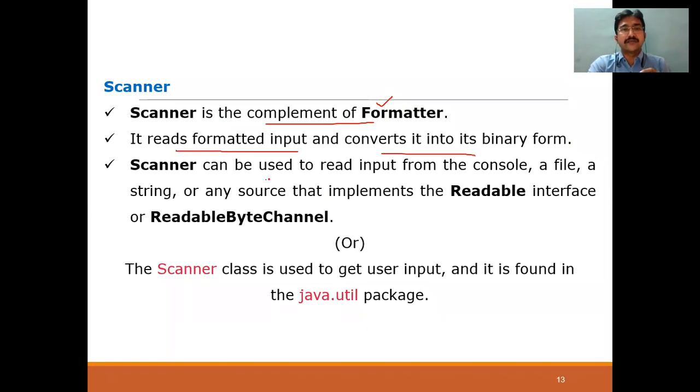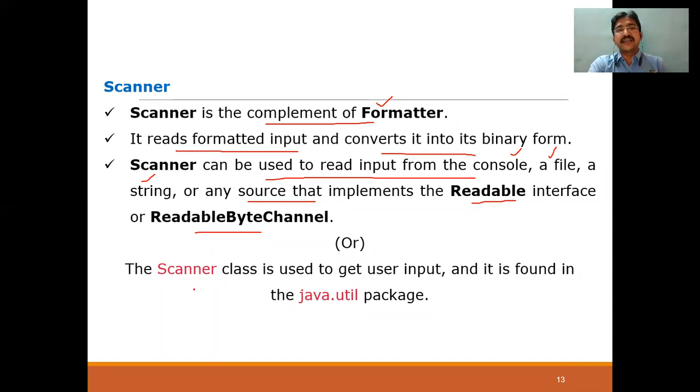Scanner can be used to read input from the console. Console means the monitor, the command prompt. We can also read from a file, from a string, and from any source. That source has to implement the Readable or ReadableByteChannel interface. If a source implements the Readable interface or the ReadableByteChannel interface, then we can read from that source also. So the Scanner class not only reads from the keyboard, but also from a file, from a string, and from any source.